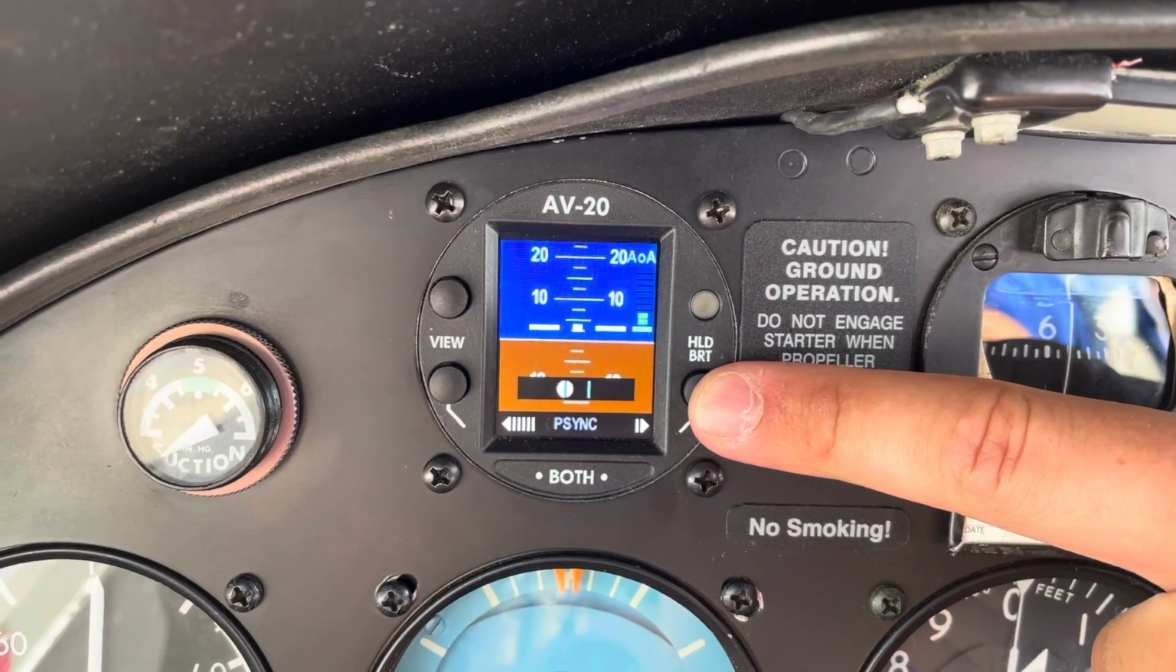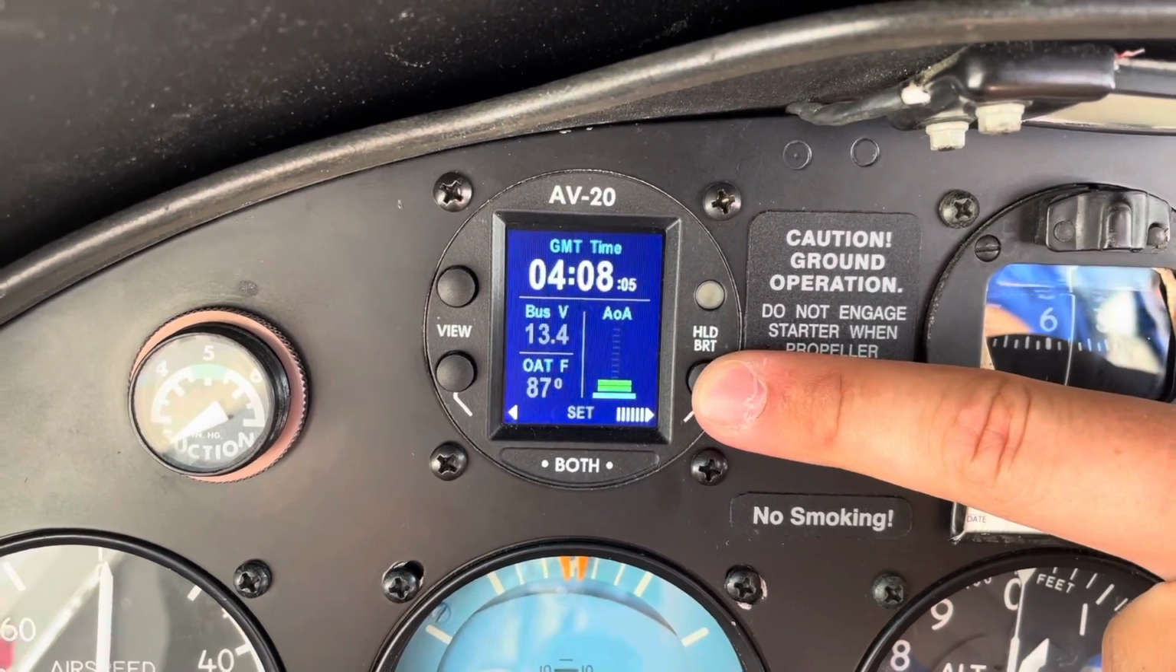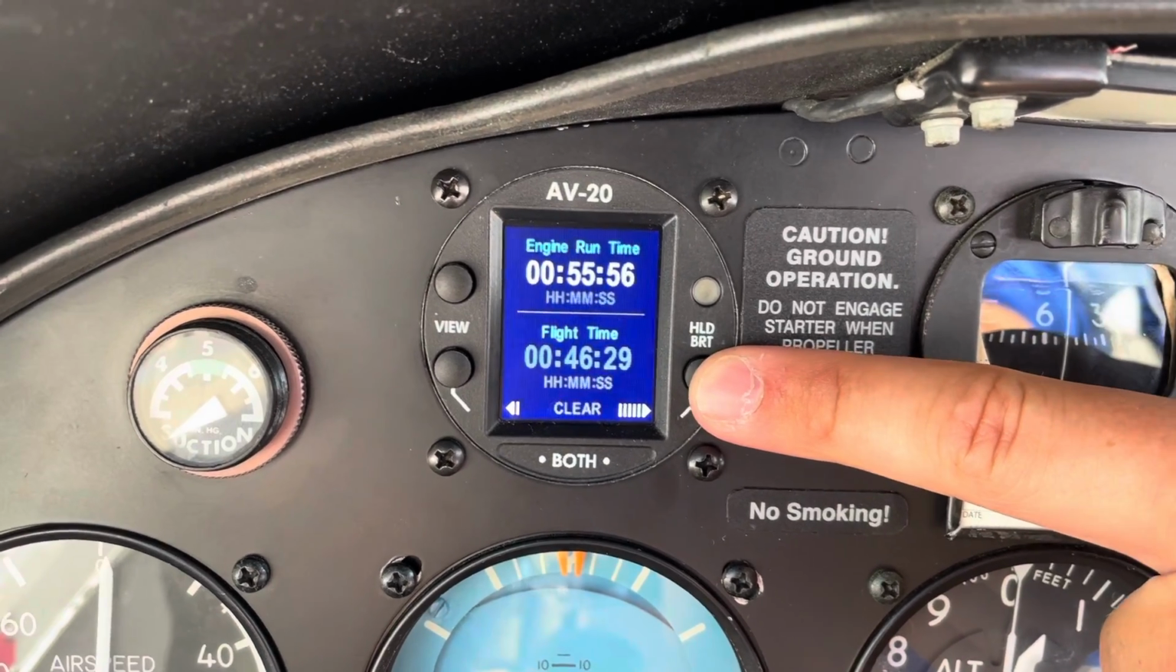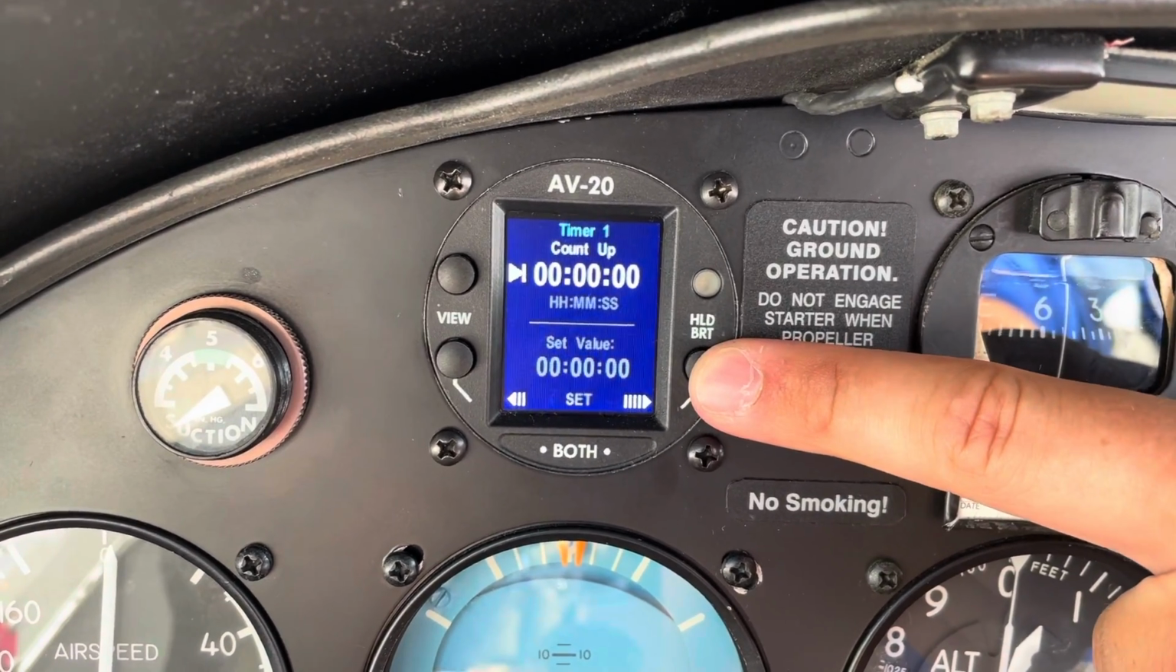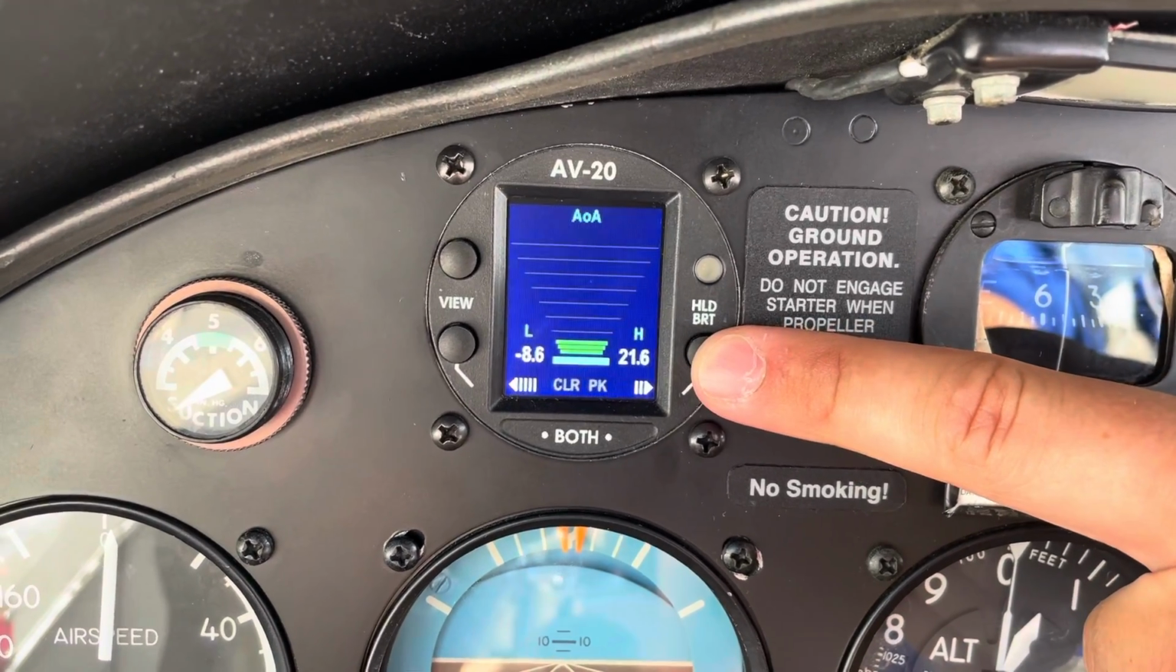The AV20 has 7 pages: the attitude indicator, setup page, the GMT time page, the engine run and flight time page, timer 1, timer 2, and the angle of attack indicator page.